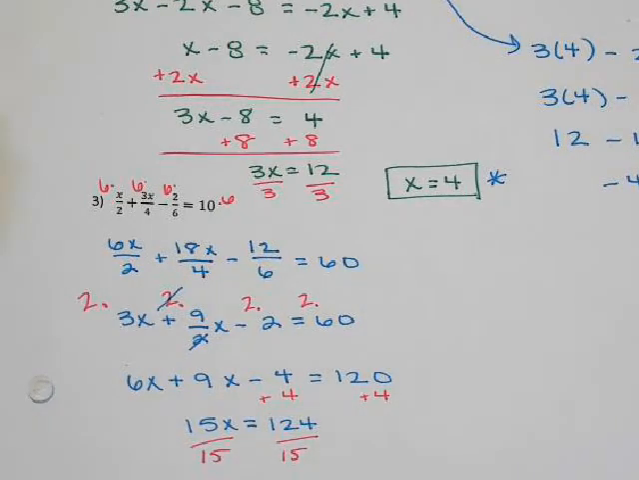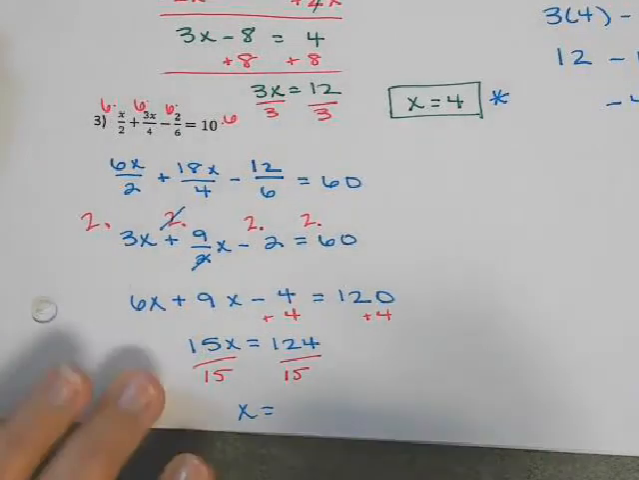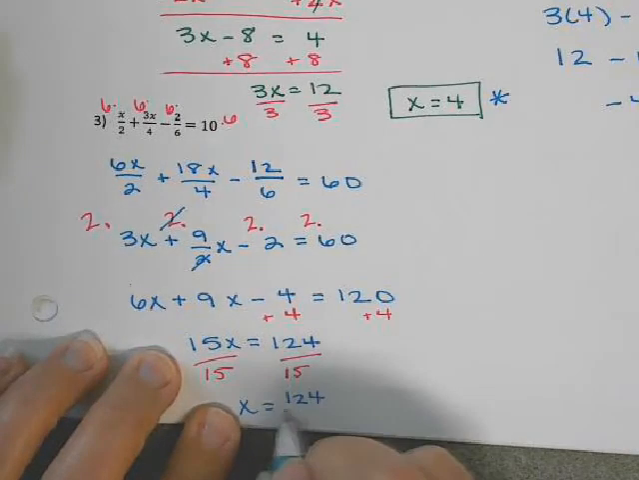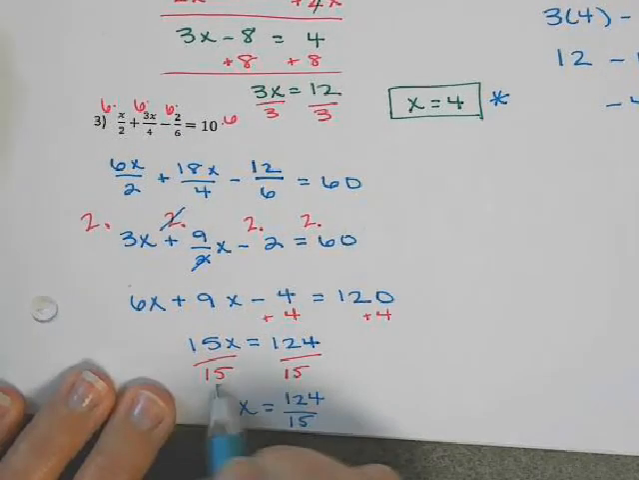So, what is the exact answer here when I divide by 15? That's it. 124 over 15. I could see if that fraction can be reduced. This one cannot. So I'm done. That's my final answer.